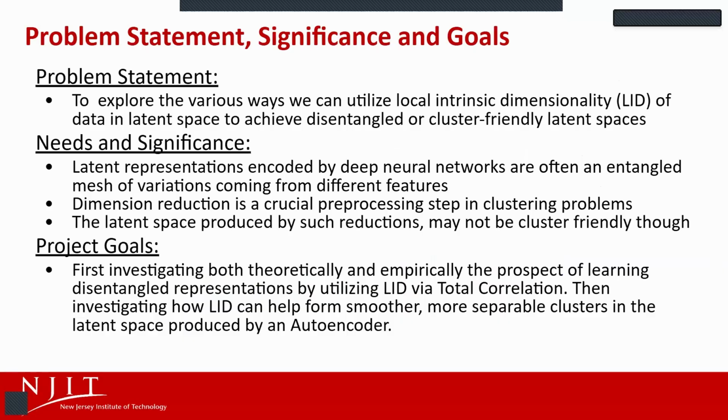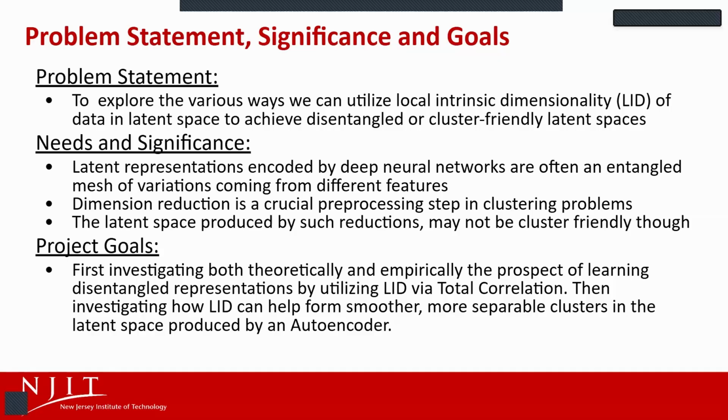Now, what's the need for this? Latent representations encoded by deep neural networks are often an entangled mesh of variations coming from different features. Thus, disentangling is needed. And dimension reduction is a crucial preprocessing step in clustering problems, although the latent spaces produced by such reductions may not be cluster friendly enough.